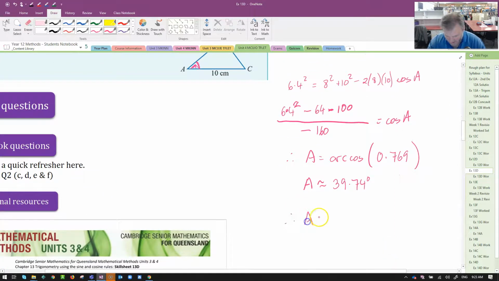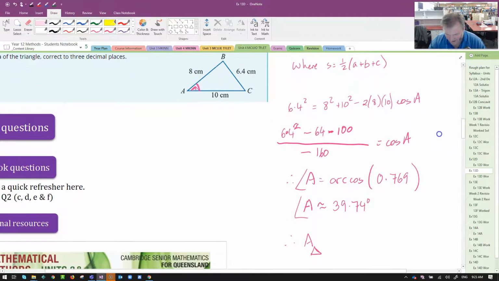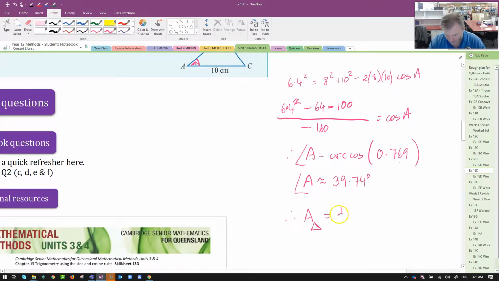Yes. Area. So I should really list that as angle A, and here I'll write A with a triangle to indicate that I'm finding the area of a triangle. Otherwise, it's going to be a little bit confusing there. The area of the triangle, so it's going to be a half of 8 by 10 times the sine of 39.93. Good work at listexia there. 39.74 degrees.